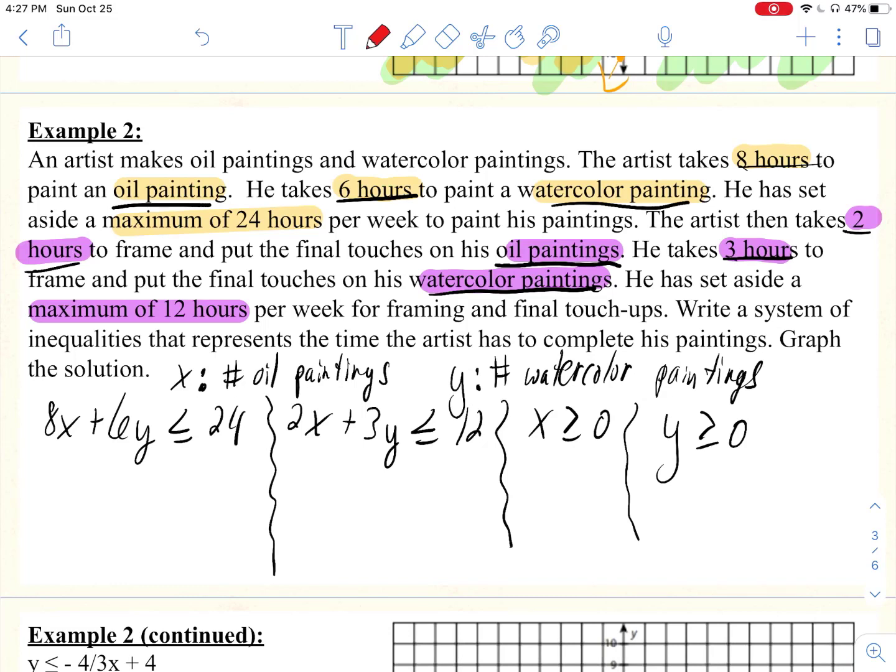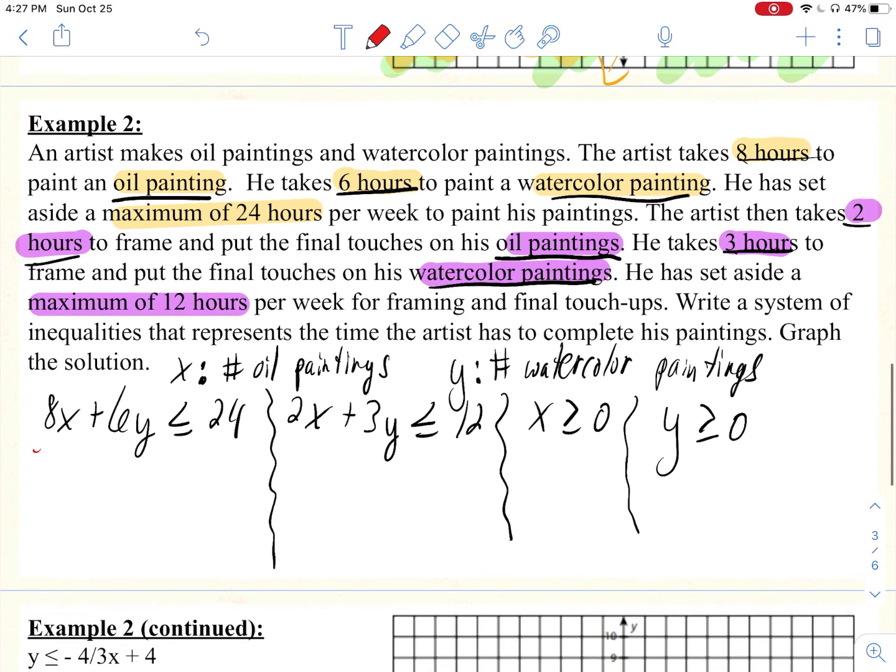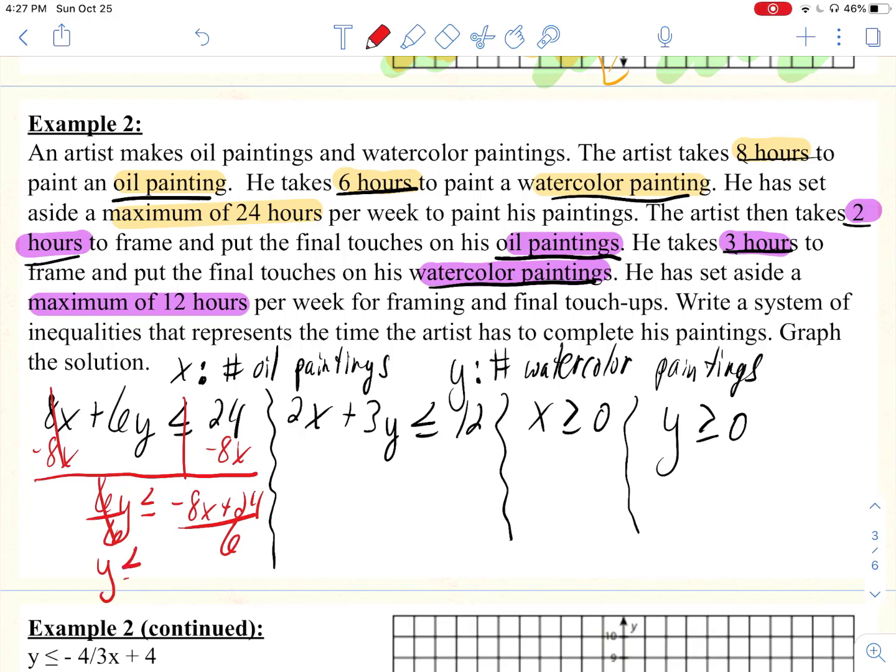The first thing you should do for 8x plus 6y is less than or equal to 24 is you're going to subtract 8x on both sides. So we're going to be left with 6y is less than or equal to 24 minus 8x. We cannot combine those. Those are not like terms, so we're just going to write them next to each other. Negative 8x plus 24. We're going to divide both sides by 6.